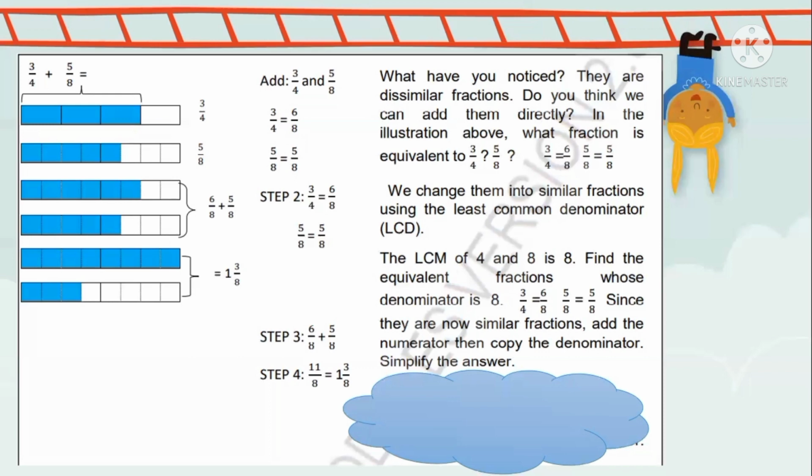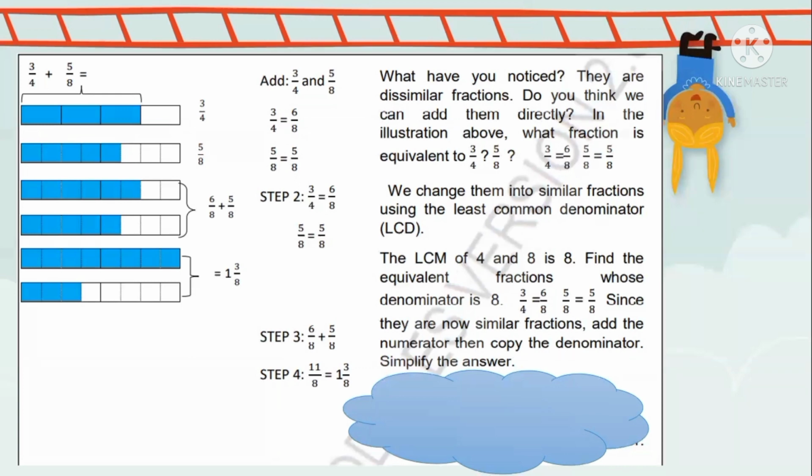Add the numerator, then copy the denominator, and simplify the answer. So we have 6/8 plus 5/8. 6 plus 5 is 11. Copy the denominator, which is 8. So your answer is 11/8.